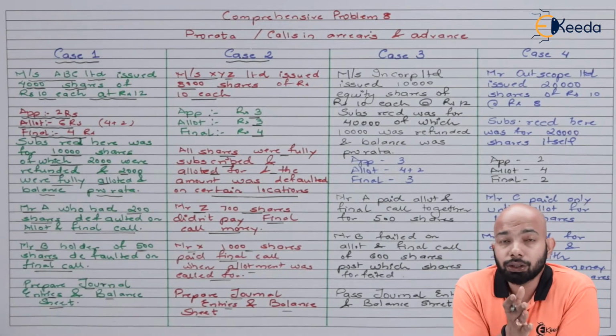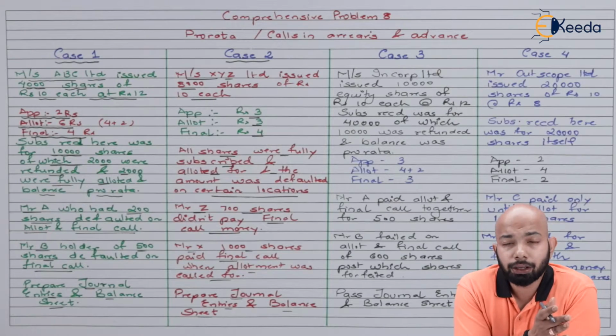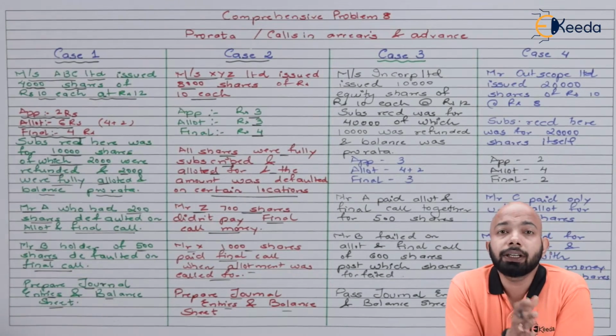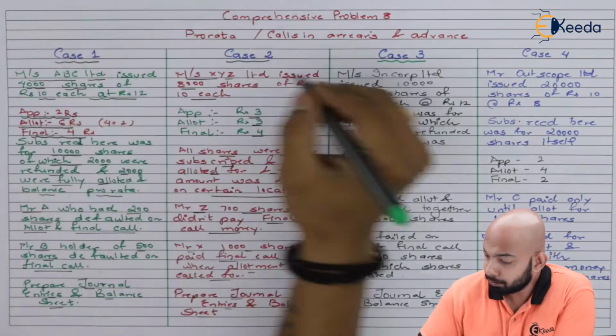We have to prepare the journal entries and then we have to prepare the balance sheet accordingly. Now, this was case 2. We'll move on to case 3 now. Now, when it comes to case 3, Messrs. Incorp Limited is the company in question.